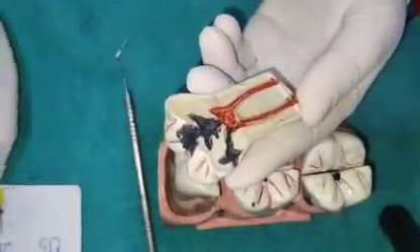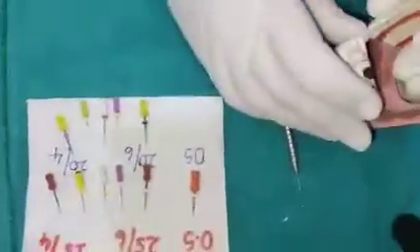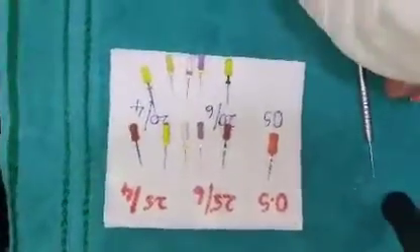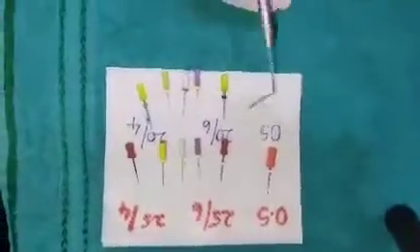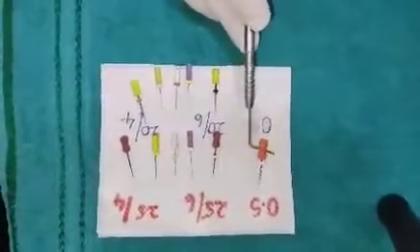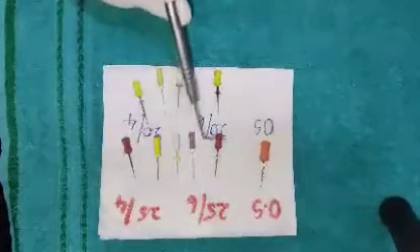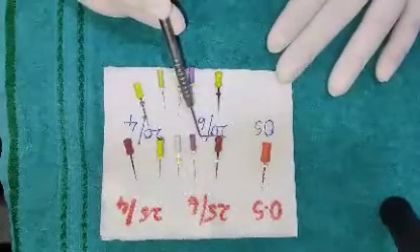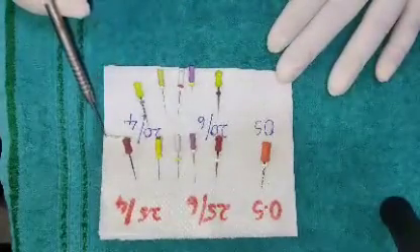So check once again the series of the Hero Shapers. For regular and normal canals, we have to start with the orifice shaper. This is the red series, where you are using the middle third with 25.6 and the apical third with 25.4.